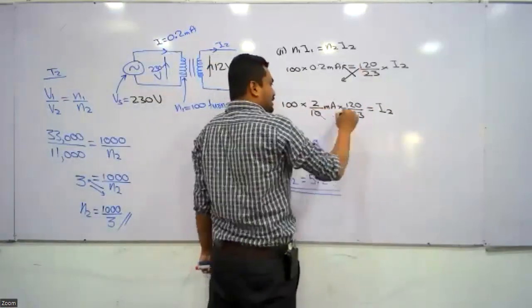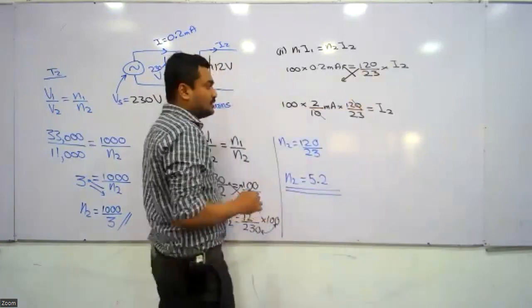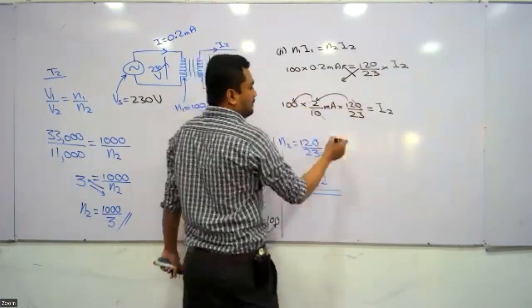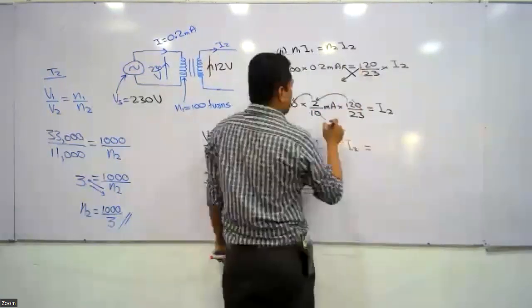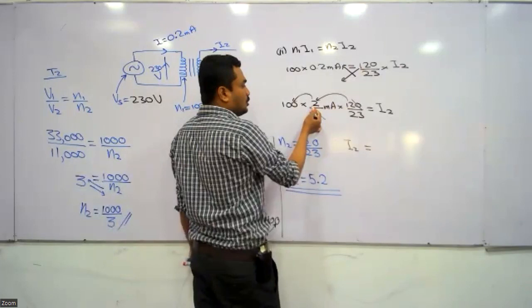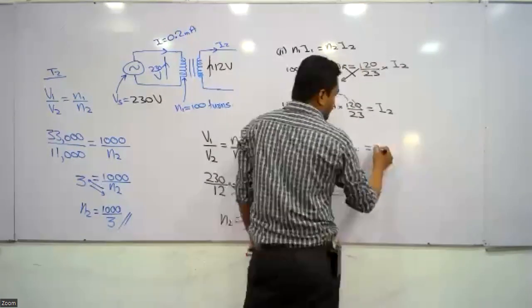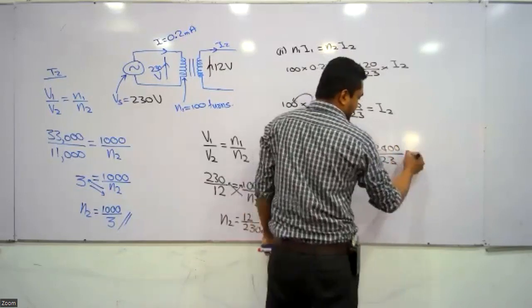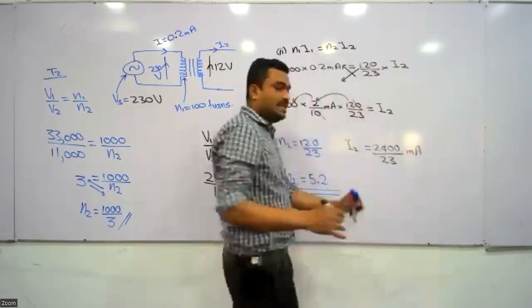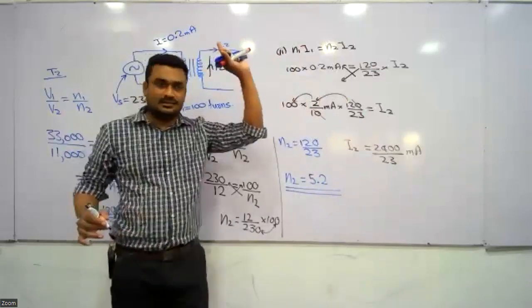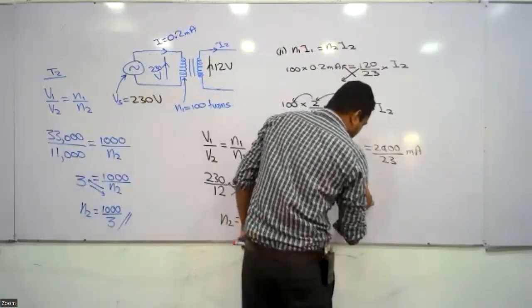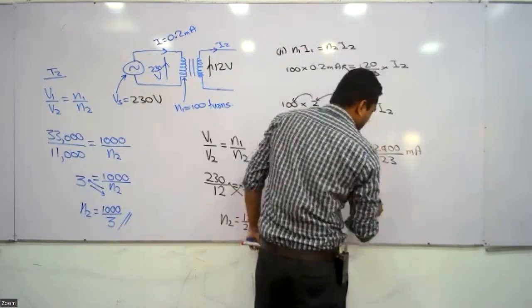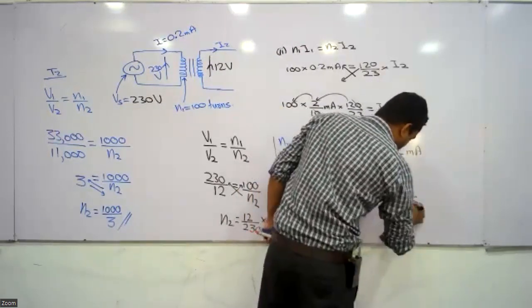I can cancel out this 0 and this 0. 12 times 2, 24, 24 times 100, 2400, divided by 23. The unit is milliampere. Who got the answer up to this level? Right. I2 here. Shall we divide this?